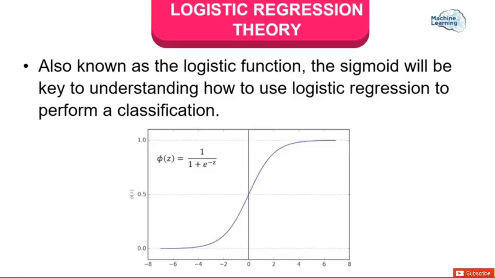So the function of z is equal to 1 over 1 plus e to the power of negative z. Now, the main thing to note here is that it doesn't matter what value of z you put in the logistic function or the sigmoid function. You will always get a value between 0 and 1. So again, if you take a look at this graph, it doesn't matter what value you put in for z. The output on the vertical axis will always be between 0 and 1. This is the key to the sigmoid function.